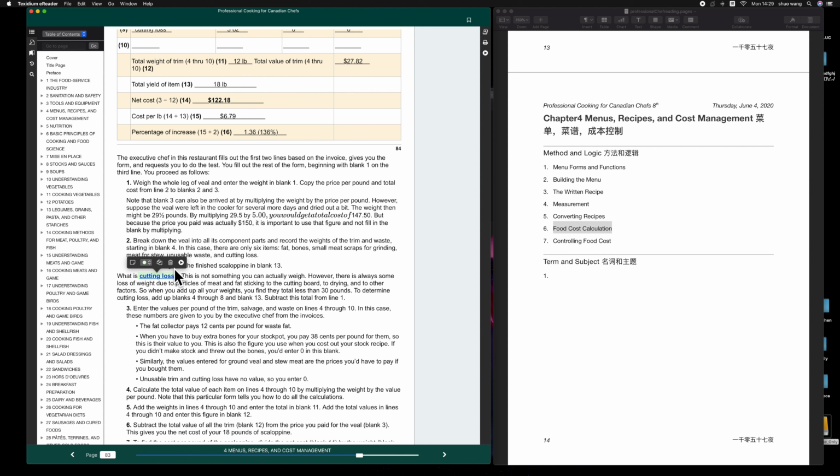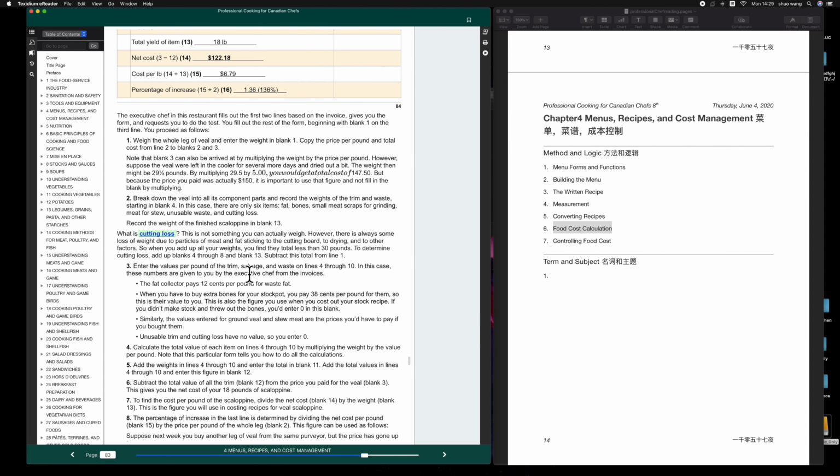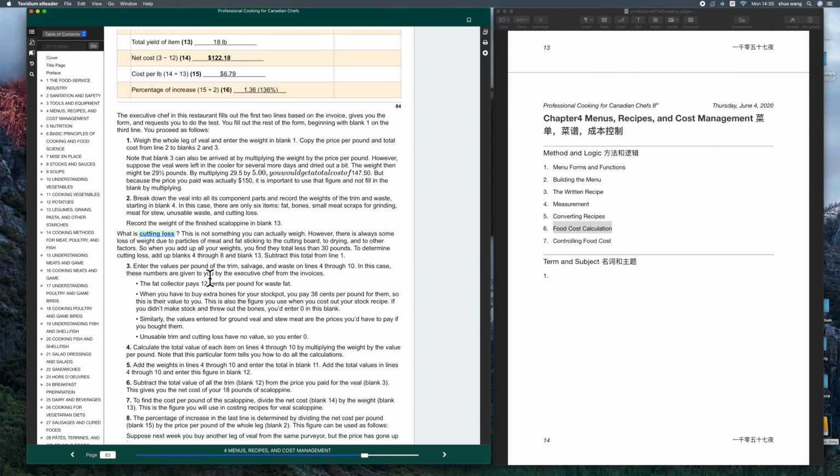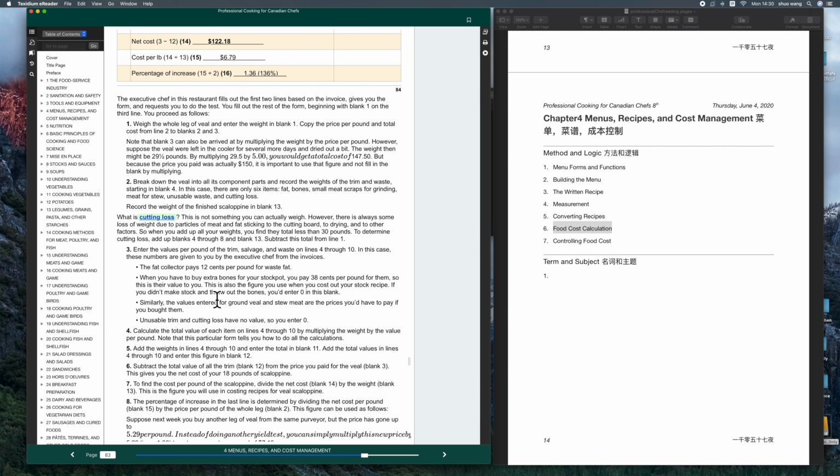However, there's always some loss of weight due to particles of meat and fat sticking to the cutting board, to drying, and to other factors. So when you add up all your weights, you find the total is less than 30 pounds. To determine cutting loss, add up blanks 4 through 8 and blank 13. Subtract this total from line 1. Then enter the values per pound of the trim, salvage, and waste on lines 4 through 10. In this case, these numbers are given to you by the executive chef from the invoices.